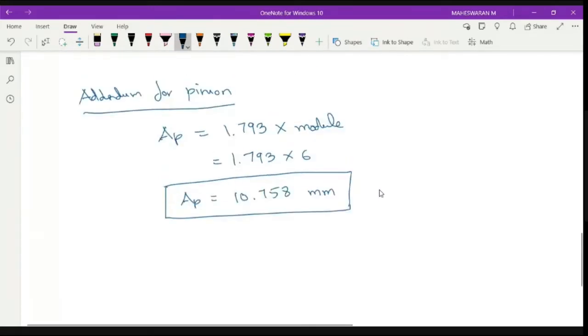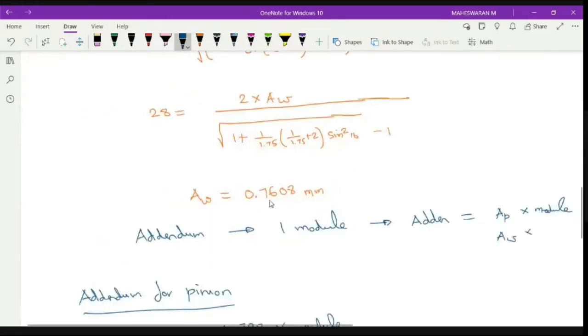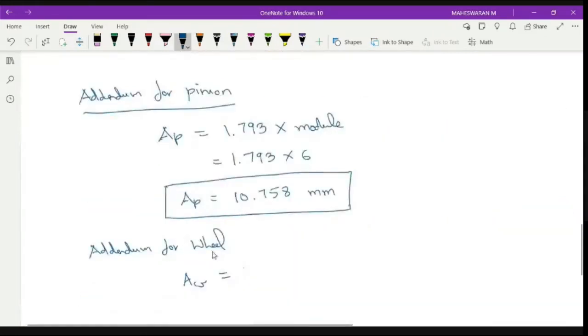Similarly, I can also identify the addendum for the wheel. How to identify the addendum for the wheel? Same procedure. The addendum for the wheel, AW, is equal to whatever value we identified. So AW is 0.7608, into your module 6.